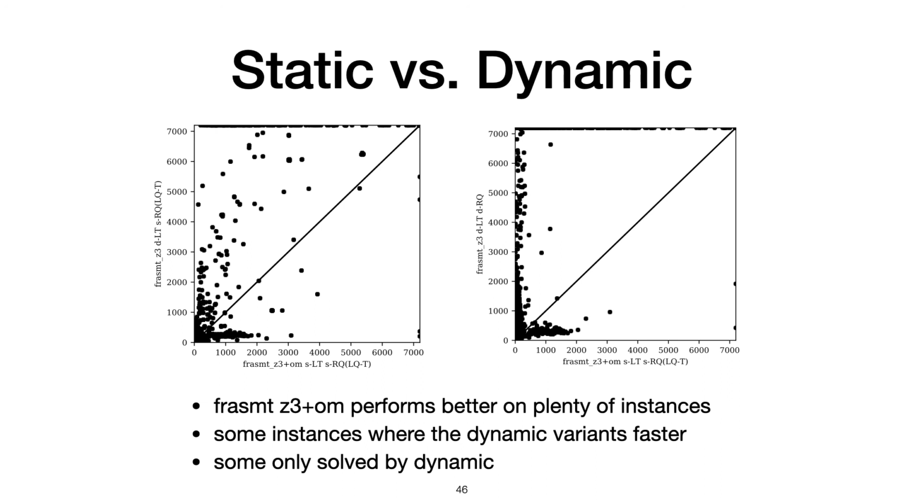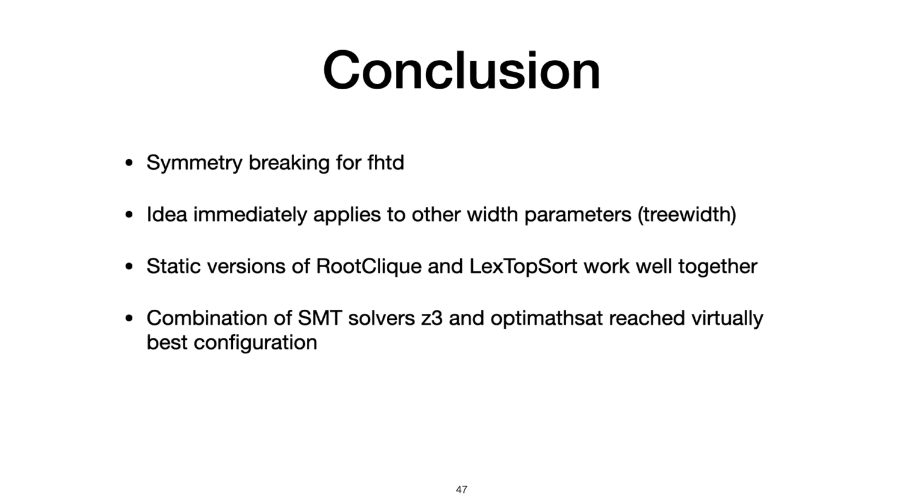From the scatter plot we can see that both dynamic variants show that while FraSMT Z3 OptiMathSAT performs better on plenty of instances, there are still instances on the bottom left of the plots where the dynamic variants are faster. Further, some instances on the bottom right of both plots cannot be solved by the static version, which however can be solved by the dynamic variants.